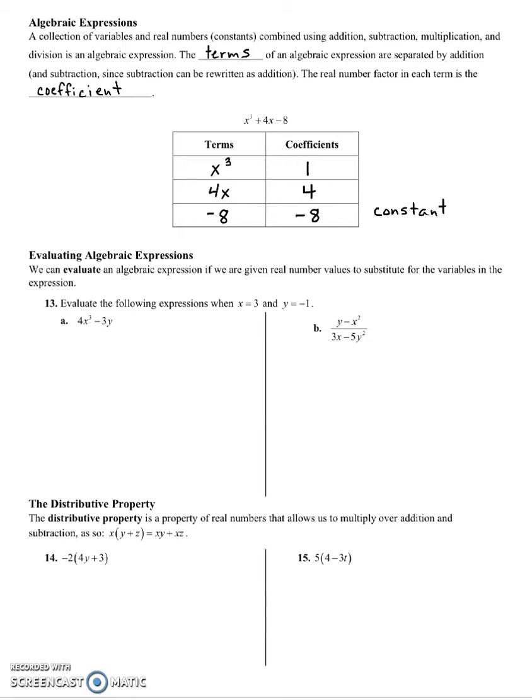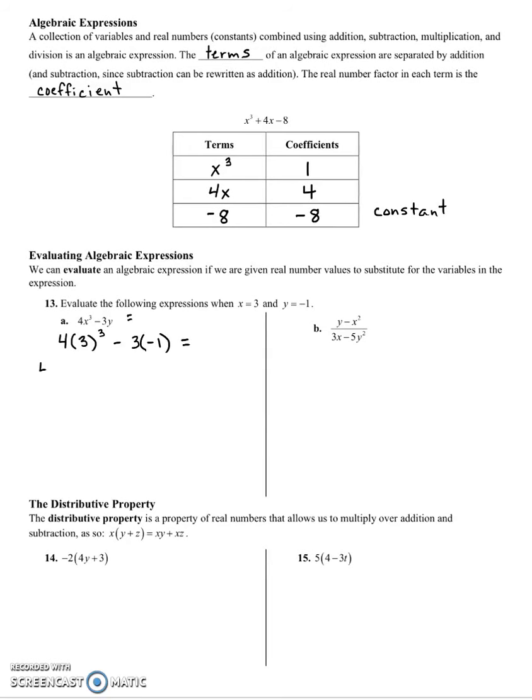So we can evaluate an algebraic expression if they give us number values to substitute for the variables. So for example, evaluate the following when x is 3 and y is negative 1. So on A, we have 4x cubed minus 3y. So we're going to plug in 3 where there's an x, and we're going to plug in negative 1 for y, which gives us 4 times 3 cubed minus 3 times a negative 1. So remember, we have to follow the order of operations here.